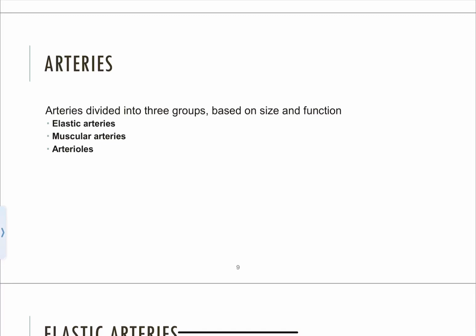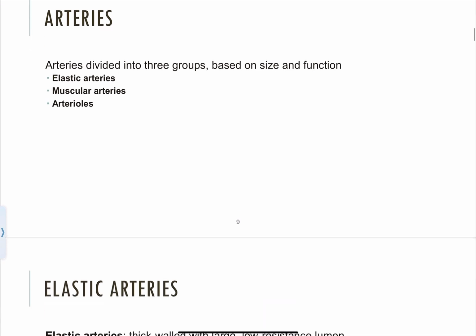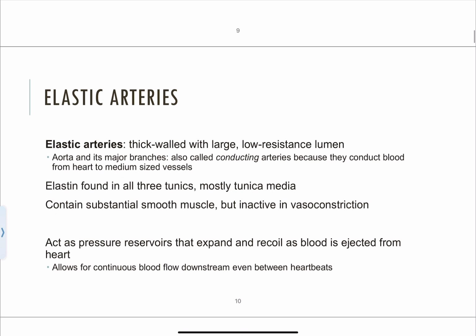Okay, so now we're moving on to section 2 where we're going to talk specifically about arteries. We have three groups of arteries: elastic arteries, muscular arteries, and then arterioles. These groups are based off of their relative size and their function. So those are the things that you're going to be looking for to compare and contrast these three groups of arteries. Which one's the largest, the smallest, and what the function of each of these are.